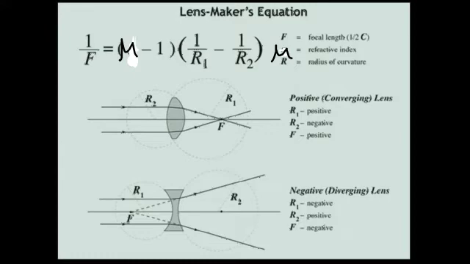It is given as 1/f = (mu - 1)(1/r1 - 1/r2), where mu is the refractive index of the material of the lens, r1 and r2 are the radii of curvature of the two faces of the lens, and f is the focal length of the lens.